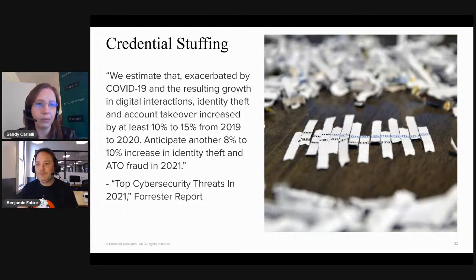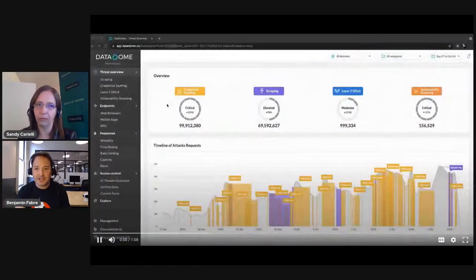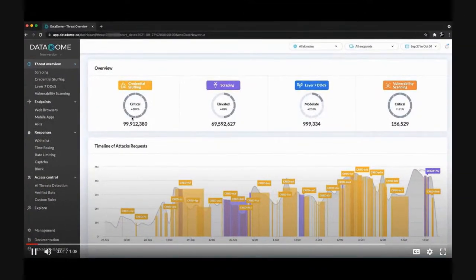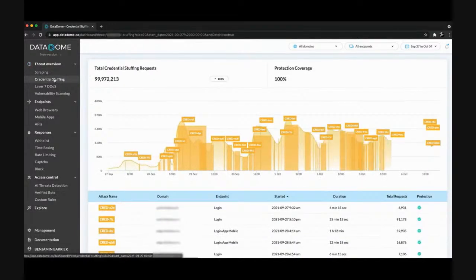Yeah, and we are clearly observing this trend. So in the following dashboard, you will see the extent of credential stuffing activity for a single customer over a 1 week time frame. So we can see here that it's almost 100 million requests that are trying to breach these websites. This is a critical level comparing to the different websites in the same activity, and the numbers have doubled during the last 7 days.